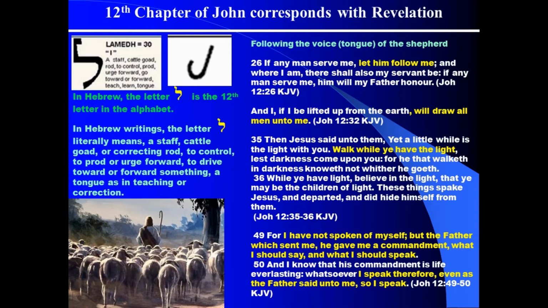There's coming a time where you may not have that anymore. So listen to what he said. Jesus said in verse 49, "I have not spoken of myself." I didn't make up these words. He said, "The Father which sent me gave me commandment what I should say and what I should speak." Wow. In other words, the words that we have are not only Jesus' words, they're words of the Father. The Father told him what to say. "And I know his commandment is life everlasting, and whatsoever I speak, therefore, even as the Father said unto me, so I speak." You want to know how your judgment's going to go?